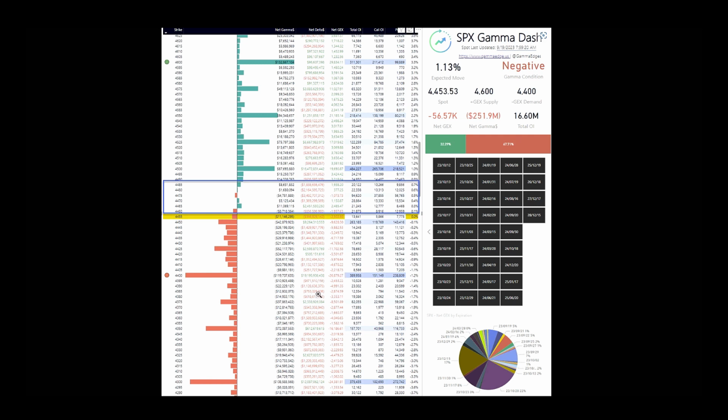And then 4400, we have a significant amount of in the money calls sitting there. So the anticipation is that we would come down to that level and then see some sort of price reaction into there. 380,000 contracts, 19 billion net delta, a significant amount of liquidity sitting there. Again, we have to get below 44.25 first and then move down to 4400.